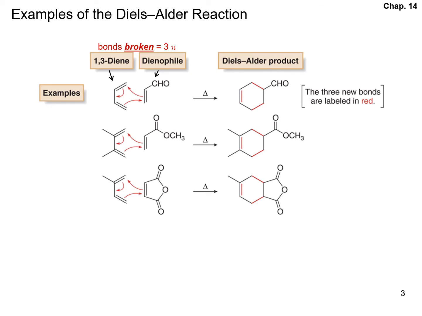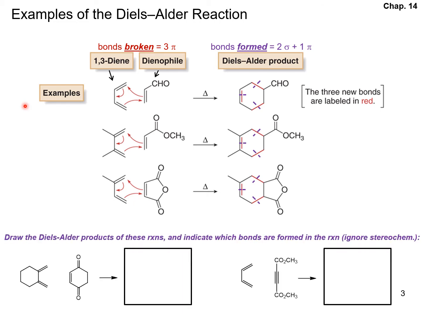Some examples of the Diels-Alder reaction are shown here. Notice that we have a 1,3-diene, a conjugated diene, involved in every example. We also have dienophiles. Notice that the dienophiles have substituents on them, and normally they're going to be electron withdrawing groups. In each case, we have 3 pi bonds being consumed to make 2 new sigma bonds and a pi bond.